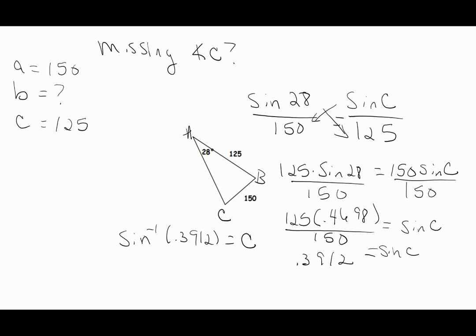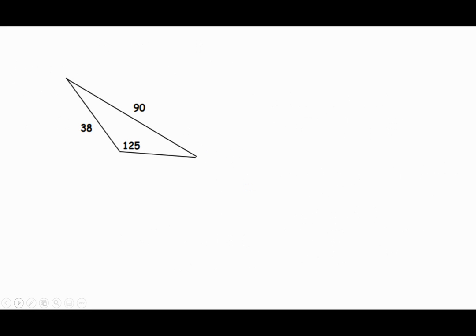Second sine button, 0.3912 gives us 23.03. So C is equal to 23.03 degrees. Okay. All right, let's do one more and then we'll be done.